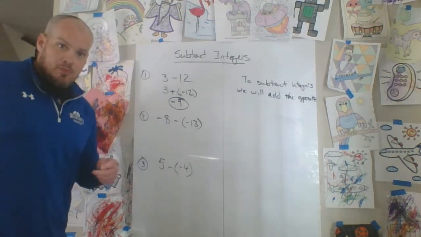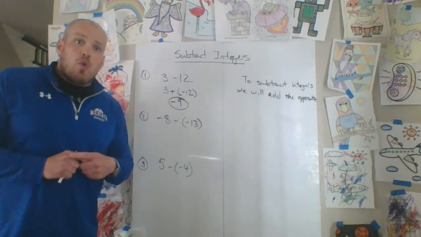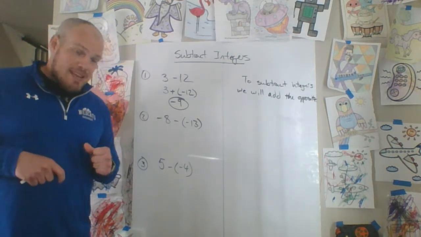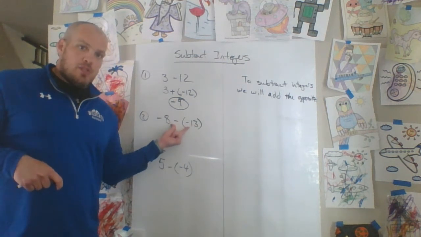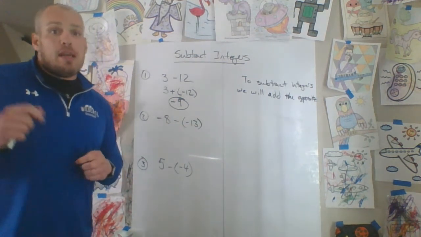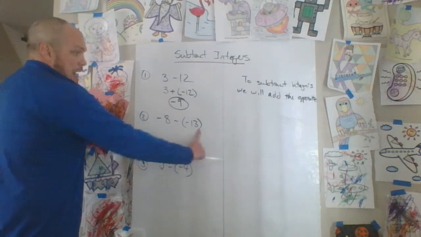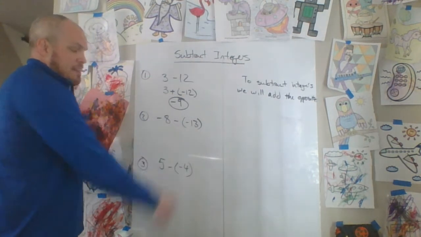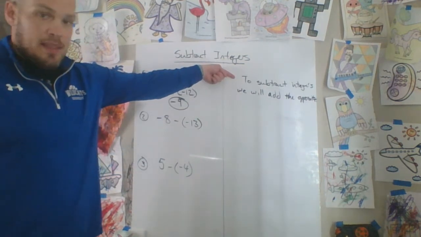Number 2, a lot of negatives going on here. And I do want you guys to notice that when we subtract a negative, I do have parentheses around that. We never want to have two operations next to each other because then it's hard for us to decipher, is that a minus sign or is that a negative sign? So the way this is read is -8 minus -13. We're going to follow our steps. To subtract, we add the opposite.